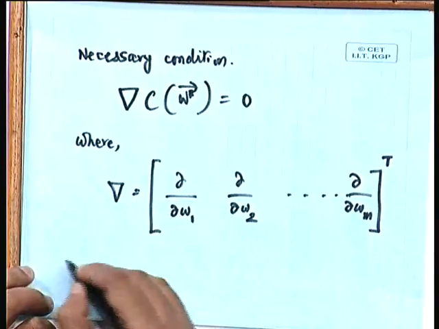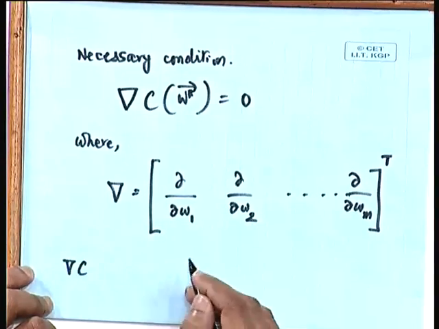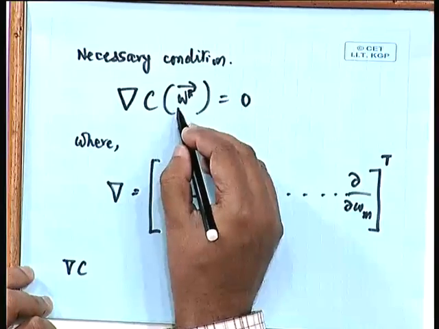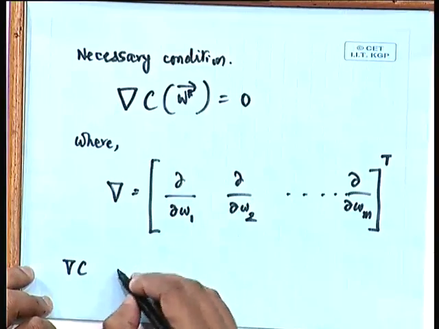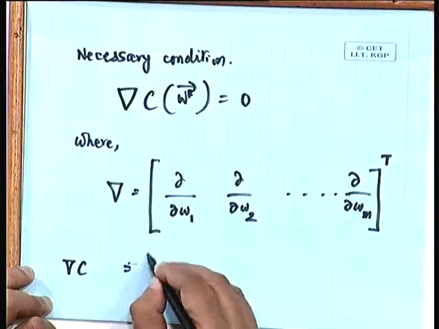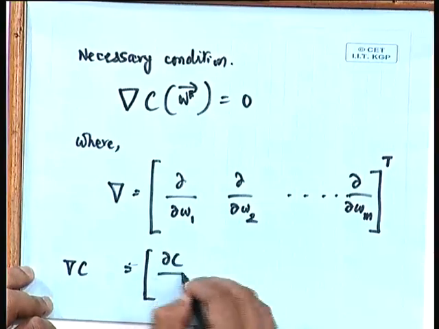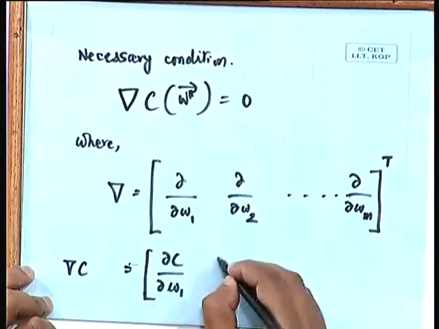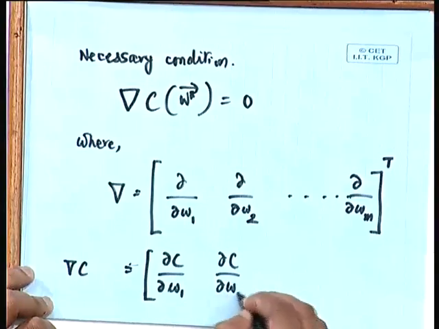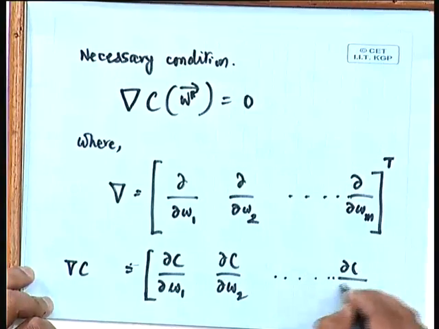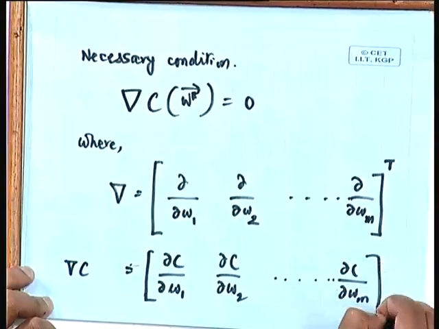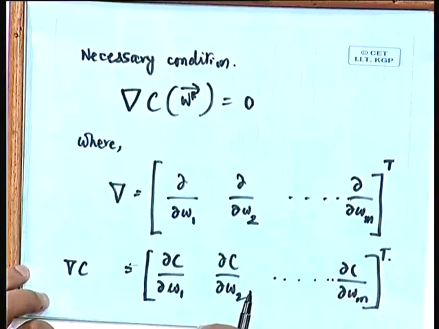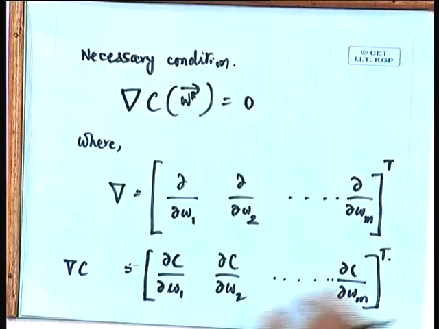So, that means to say that when we talk of grad C, I am just not writing this W every time, then we are talking of grad C as this vector: dou C dou W1, dou C dou W2, up to dou C dou Wm, this transpose. All right. So, the question is that what is it that we are going to find out.